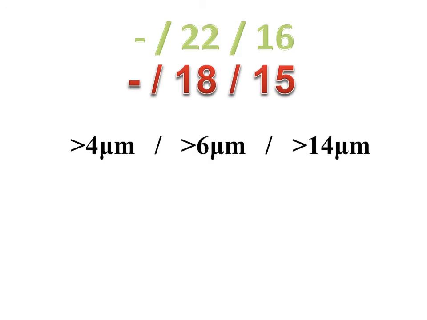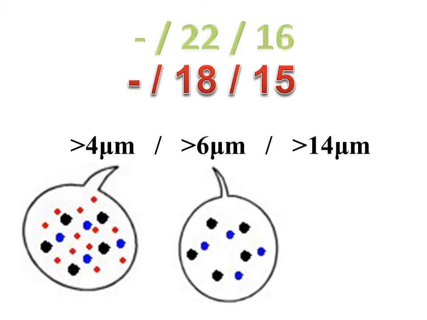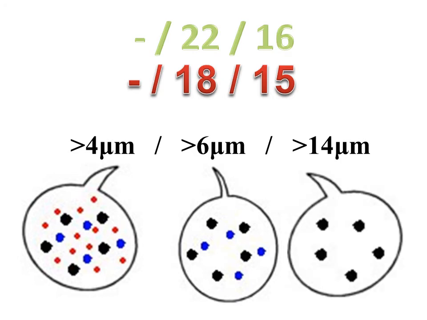Each one of these numbers is an ISO code, and they are counting different particle sizes. The first number includes all particles bigger than 4 microns. The second middle number looks at particles bigger than 6 microns. And the last one looks at the biggest particles, bigger than 14 microns. The important thing to remember is that the 4 micron count will still include all of the bigger particles too.